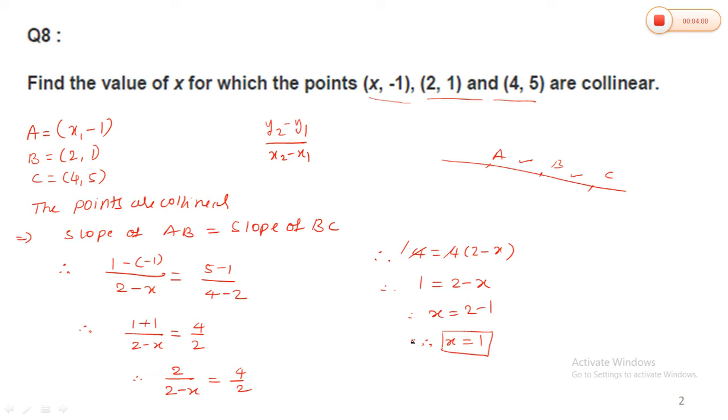So if we put x equal to 1, and you want to recheck this, find the slope of (1, -1), (2, 1) and of (2, 1), (4, 5). So that is always equal to 4 upon 2, slope is equal to 2 here. So therefore, the answer is x equal to 1.